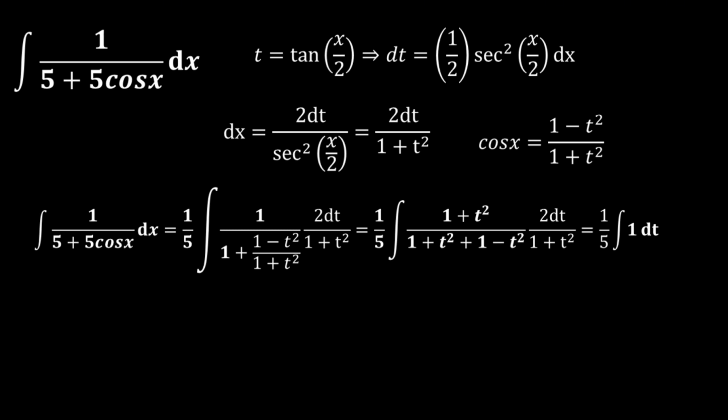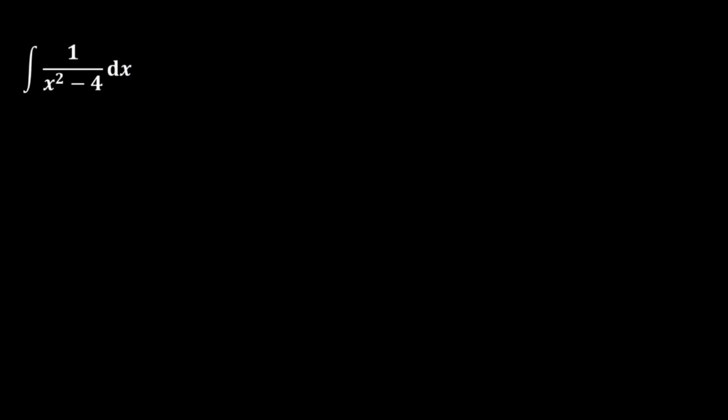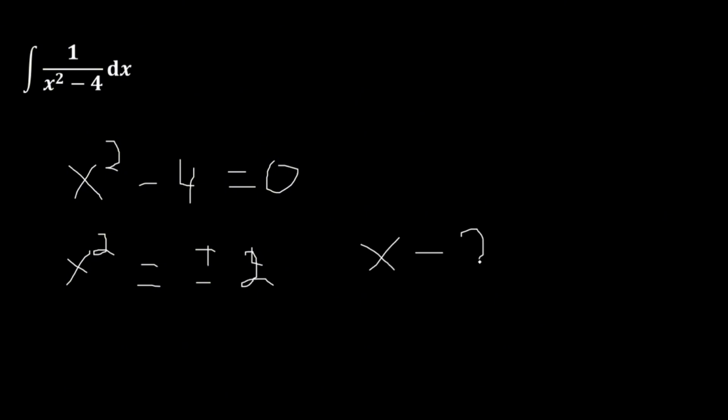That will be 1/5 into 1 dt. And integrating this, that will be 1/5 t. And t is what? Tan x on 2. And that will include a constant k. Solving this other integral, looking at this, how are we going to solve it? We know that x squared minus 4 is equal to 0. How can we do it? We express into partial fraction where x squared is equal to plus minus 2. For x minus 2 and x plus 2 are the factors.